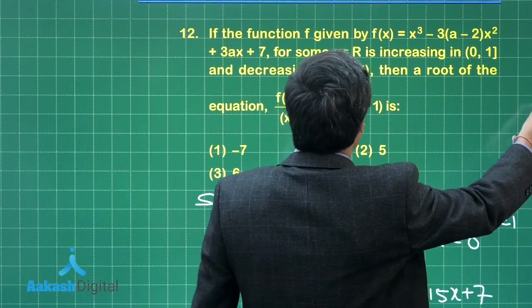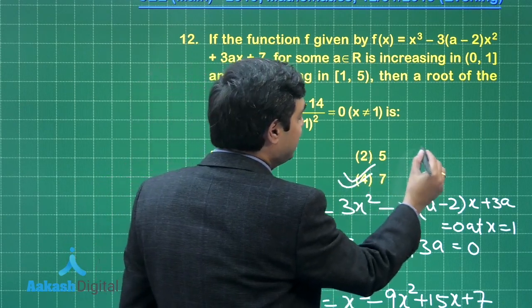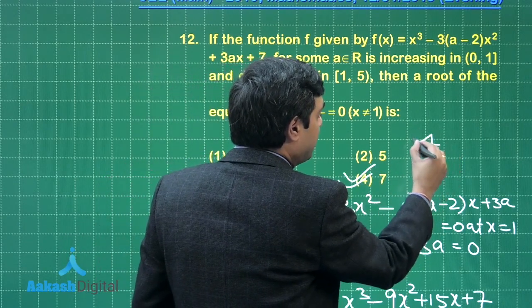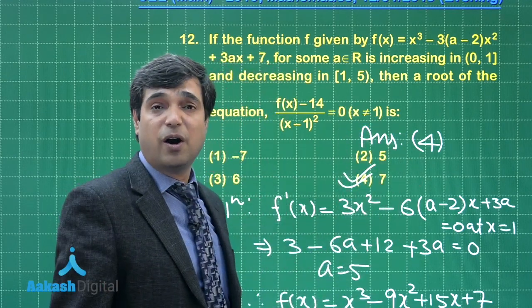Let us move on to check what is the correct answer. The correct answer for this question is option number 4. So, let us mark and mention it as the correct answer. Let us move on to the next one.